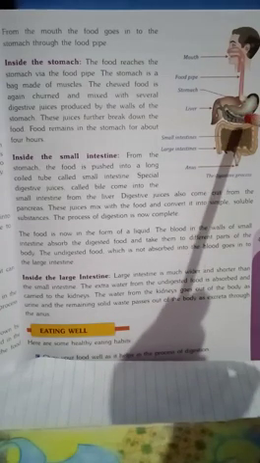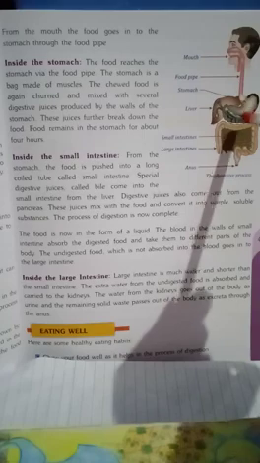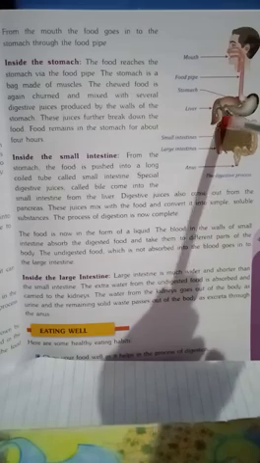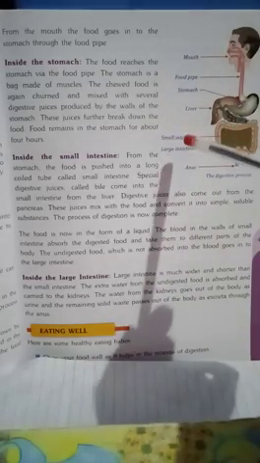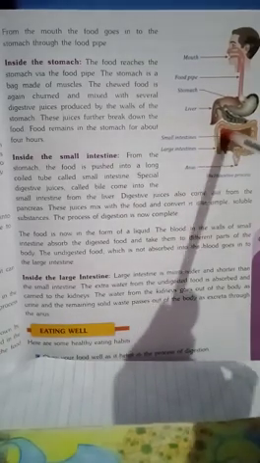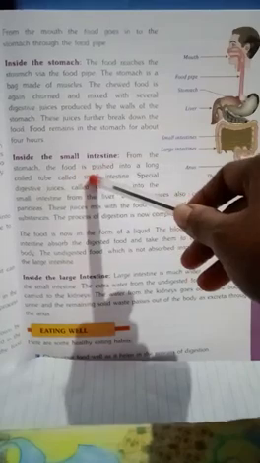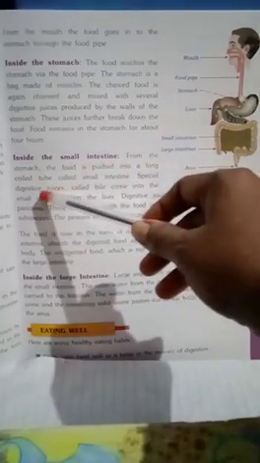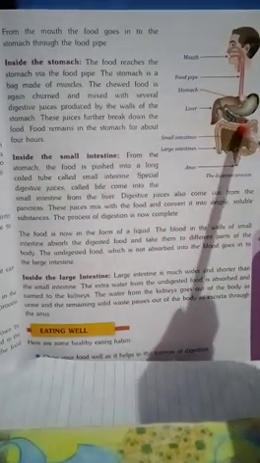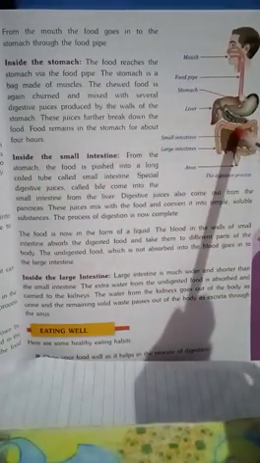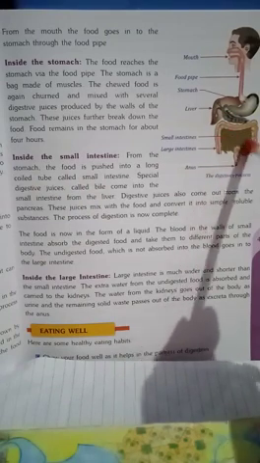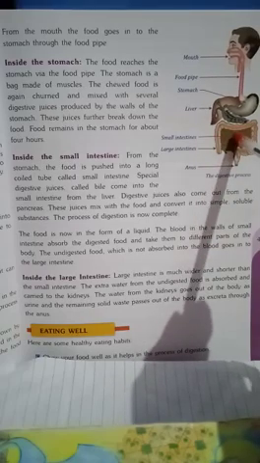After 4 hours, you feel hungry. What happens next to this food? After 4 hours, it goes into the small intestine. From the stomach, the food is pushed into a long coiled tube called the small intestine. It is a tube, no? This is a very long tube, and this coiled tube is called the intestine.